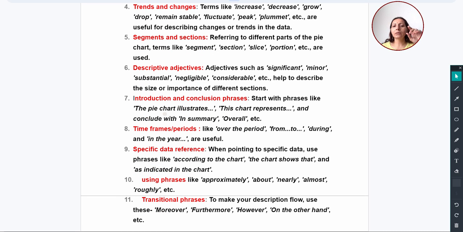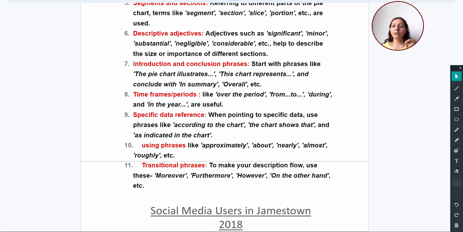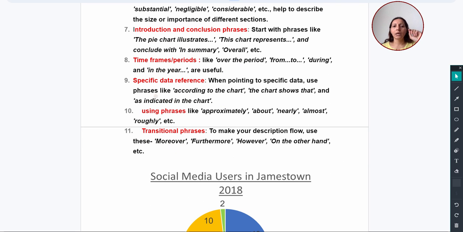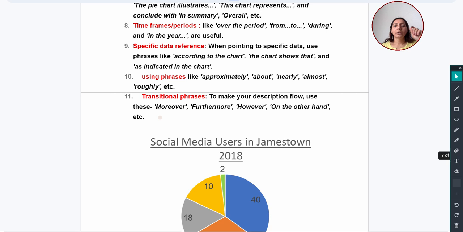Introduction lines, you know them: the pie chart illustrates, the provided pie chart illustrates, the given pie chart illustrates, the chart represents. An overall paragraph is also there. For time periods or years, you can write from, to, during, in the year, which are useful. For specific data, you can use according to the data, according to the first pie chart. You can write about, nearly, roughly. Moreover, other important words, more transitional words: moreover, furthermore, however, on the other hand.